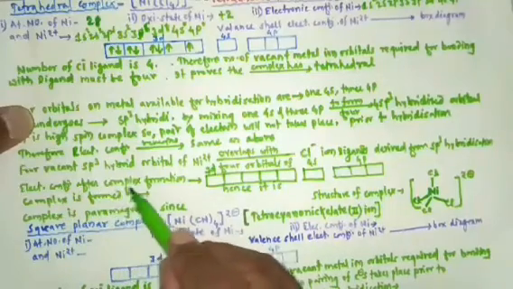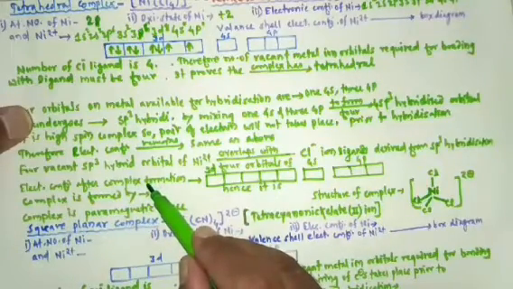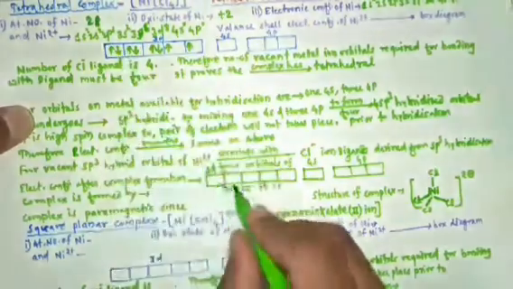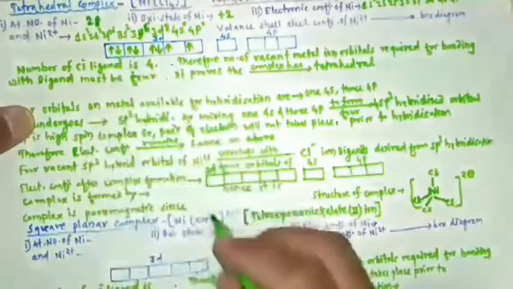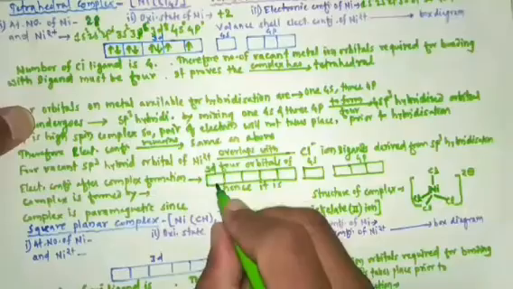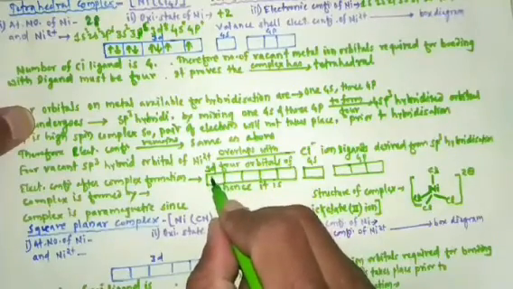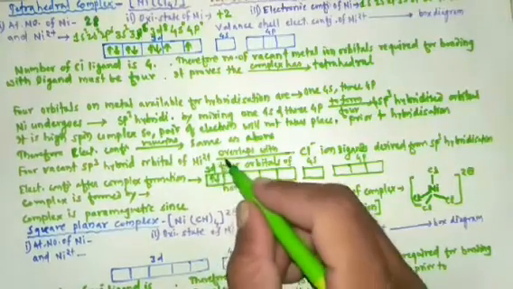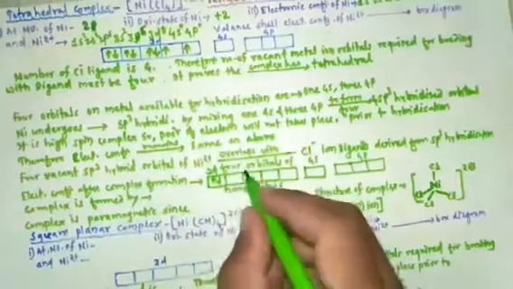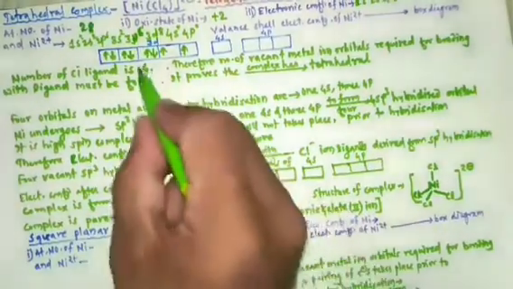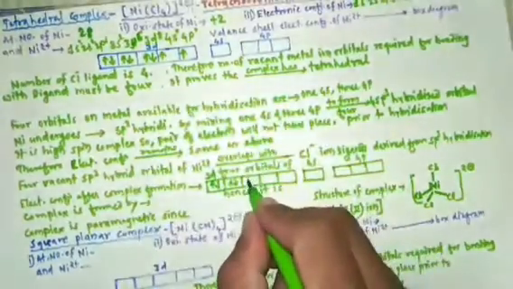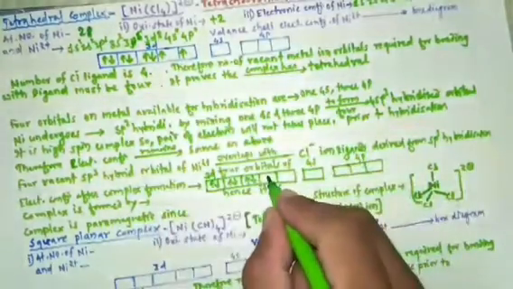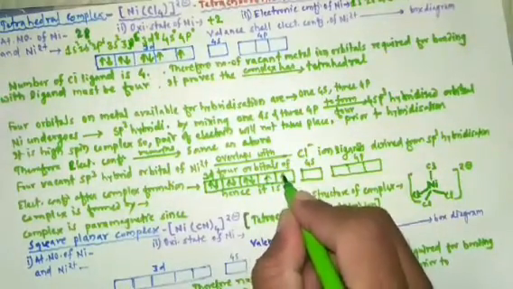So electronic configuration after complex formation. Here there are 2 electrons, here also 2 electrons, here again 2 electrons, here 2 electrons, here again 2 electrons. Then here there are single electrons, here a single electron, here a single electron.